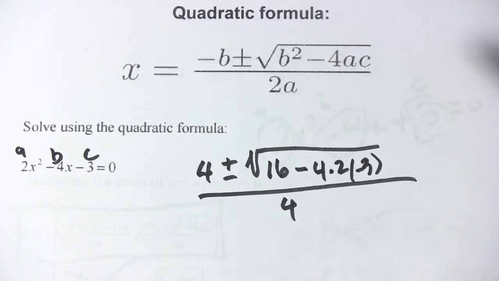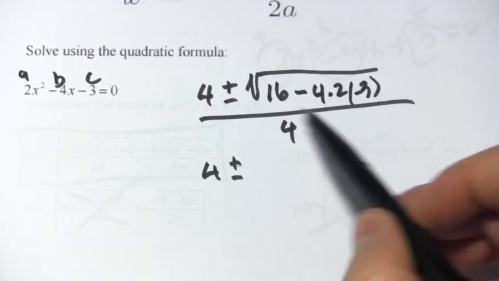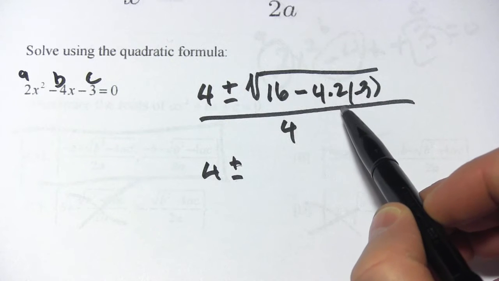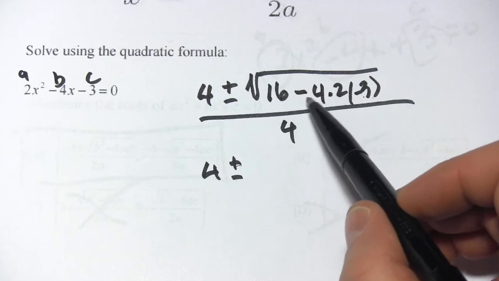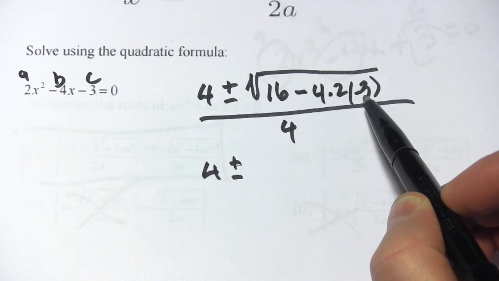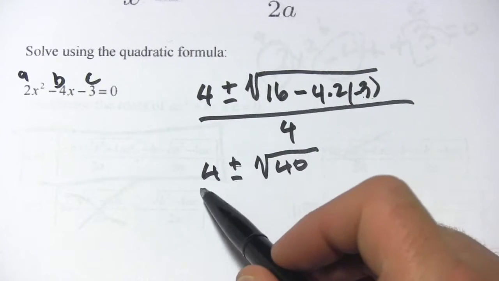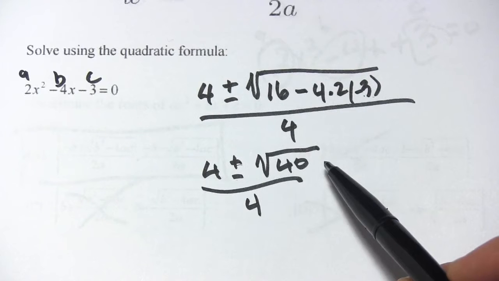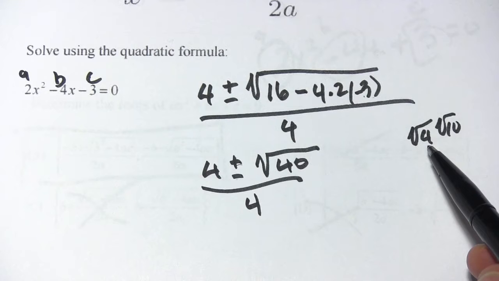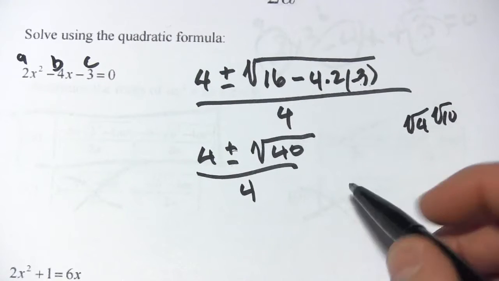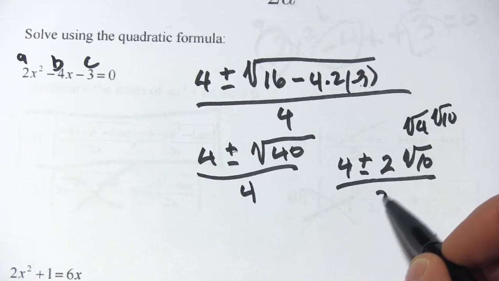All right, so we've got that set up. Let's see if we can do some simplification with that. So 4 plus or minus, here we have 4 times 2 is 8 times 3 is 24, but that's a -24 because the 3 was negative. So it's really 16 plus 24 in there, so that would be 40. So this is the square root of 40 over 4. Now the square root of 40 is really the square root of 4 times the square root of 10. Square root of 4 is 2, so I can rewrite this as 4 plus or minus 2 times the square root of 10 all over 2.